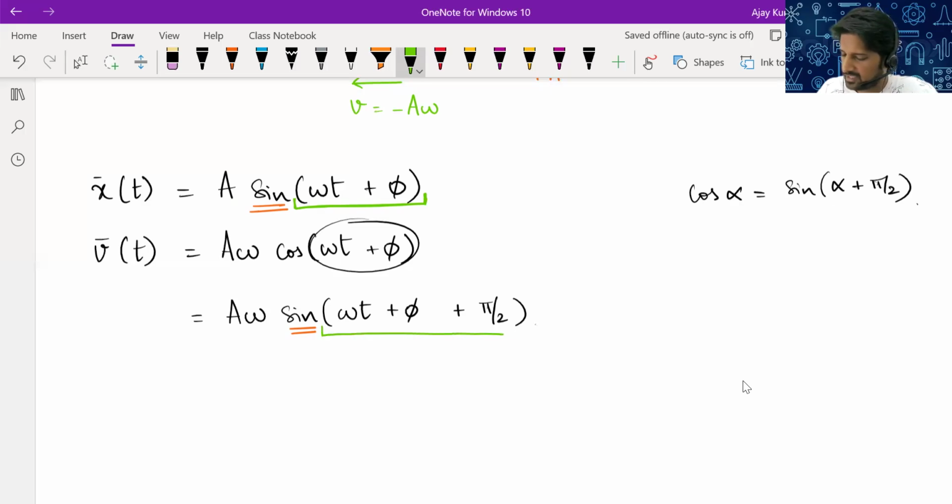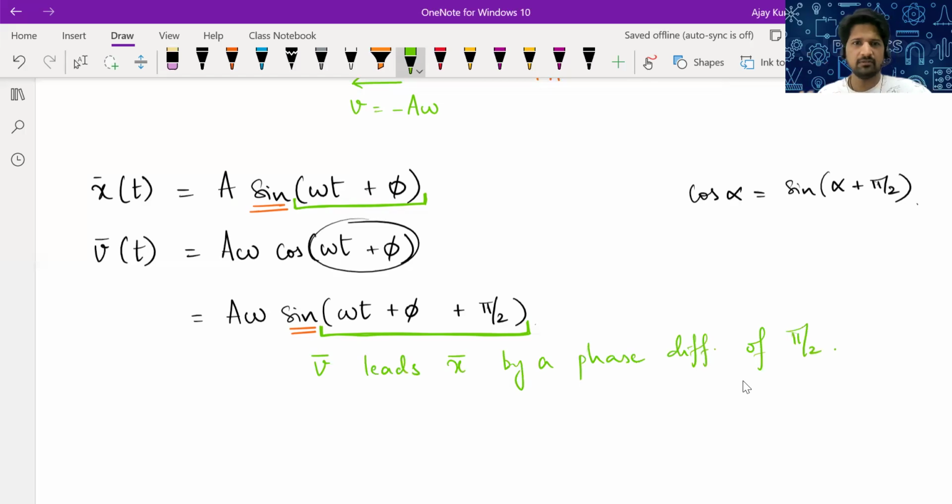It is omega t plus phi plus pi by 2. When both quantities, displacement and velocity, are expressed in terms of the same function, the sine function, look at their phase values. One has a phase of omega t plus phi, the other has a phase of omega t plus phi plus pi by 2. So the velocity function has a phase of pi by 2 more than the displacement function. So we say that velocity leads displacement by a phase difference of pi by 2.